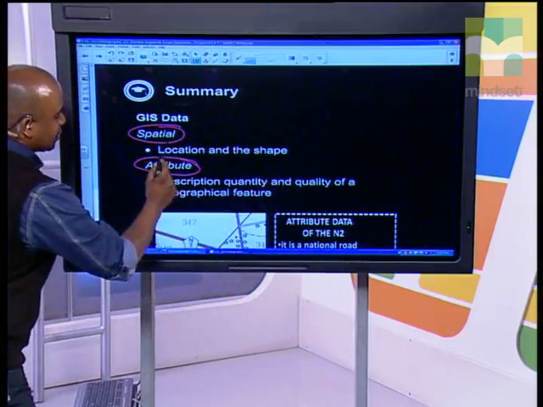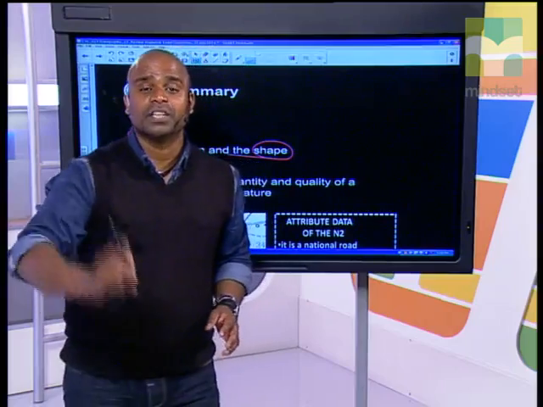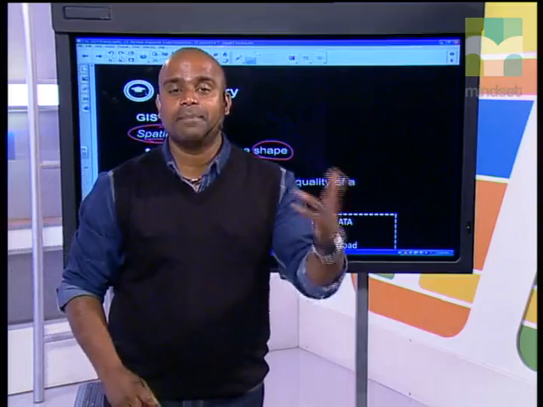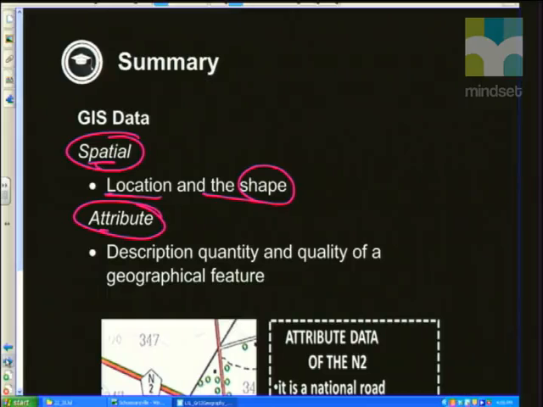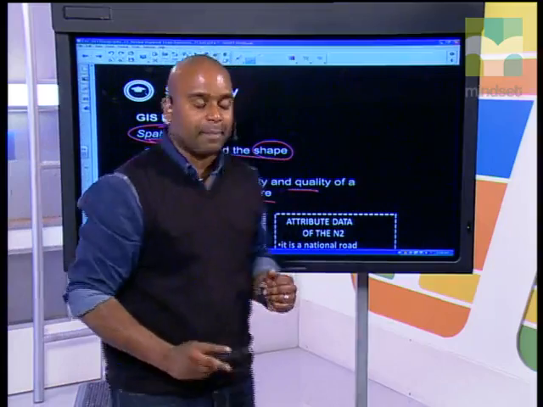Remember the definition. Spatial refers to location and shape. And the 3 types of spatial data that you get in the form of vectors are points, lines, and polygons. When we're talking about attribute data, we are looking at a specific description, quantity, or quality of a geographical feature. In today's lesson, we will look at a geographical feature on a topographical map.